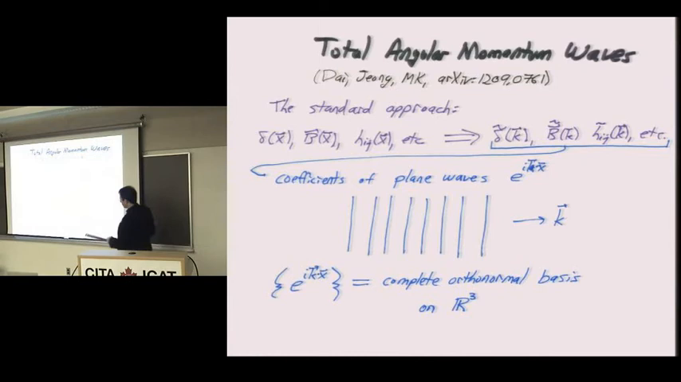There are two reasons why we do this. The first is that e^(ik·x), the set of all e^(ik·x), constitutes a complete orthonormal set of basis functions for scalar, vector, and tensor fields on three-dimensional space, R^3. The other reason why we do this is that everybody knows about Fourier transforms. So we all know how to do this, and we have intuition, and they're pretty easy to manipulate.